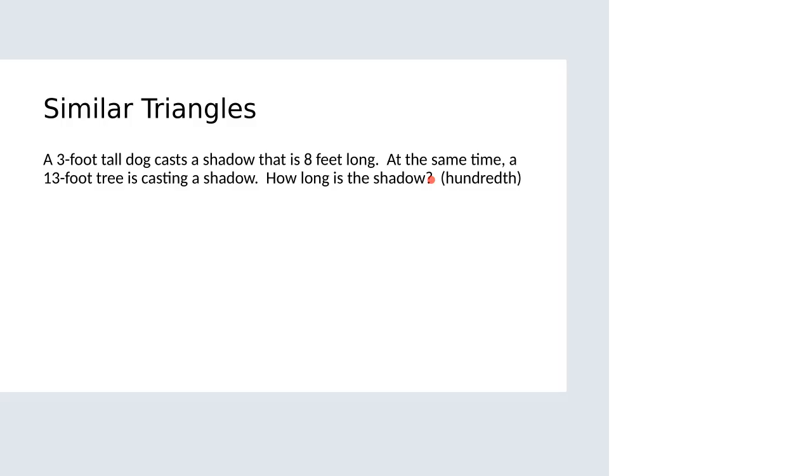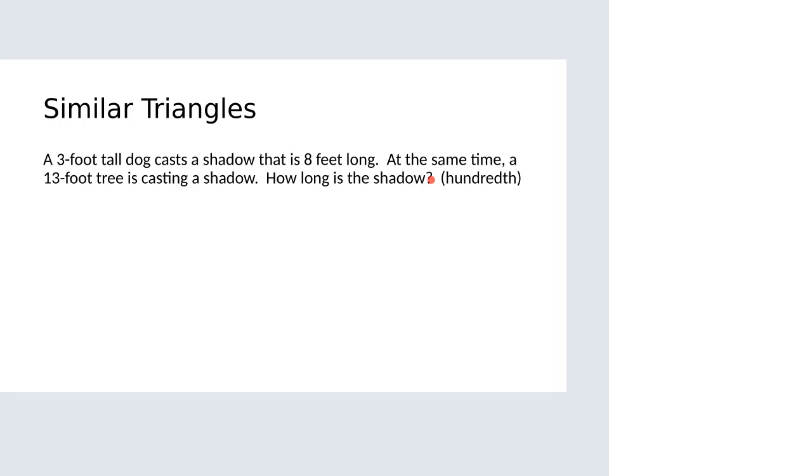Here's a question that you might not see as a similar triangle question right away, but as we start drawing it out, that's where the similar triangles become more obvious. A 3-foot-tall dog casts a shadow that's 8 feet long. At the same time, a 13-foot tree is casting a shadow. How long is the shadow?